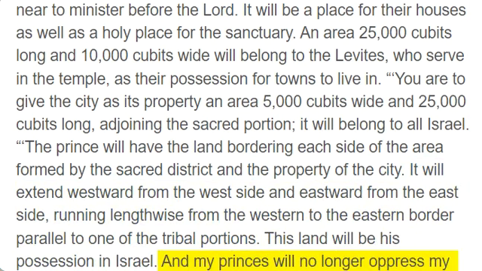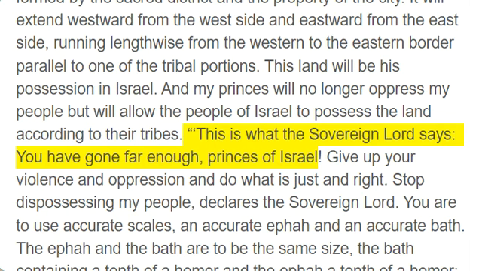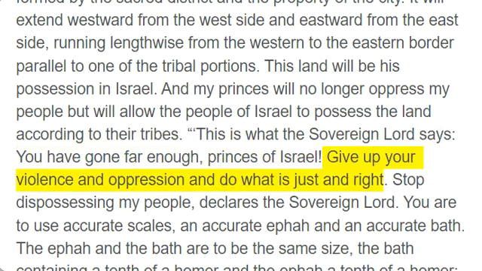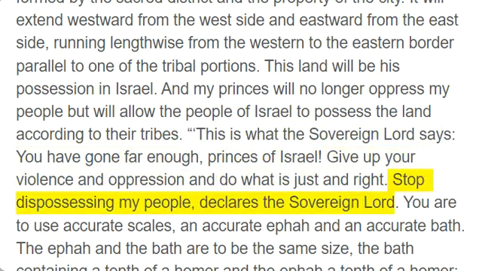And my princes will no longer oppress my people but will allow the people of Israel to possess the land according to their tribes. This is what the sovereign Lord says: You have gone far enough, princes of Israel. Give up your violence and oppression and do what is just and right. Stop dispossessing my people, declares the sovereign Lord.